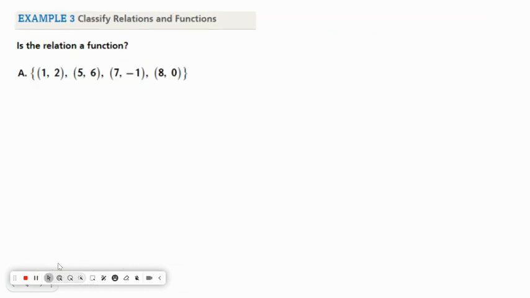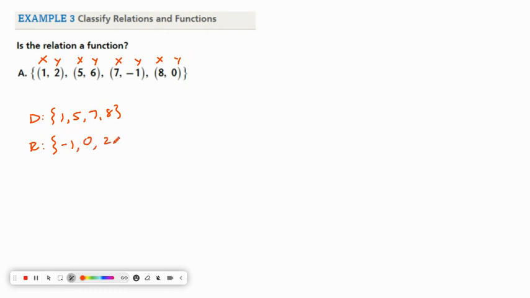Okay, so is the relation a function? All right, so again, I want to list out the domain and range and then talk about whether it's a function or not, just because I want to emphasize domain and range. So the x's: x, x, x, x. My domain, in order, is 1, 5, 7, and 8. My range are my y's. If I go in numerical order, it'd be -1, 0, 2, 6. Not necessary, but what I'm going to do.